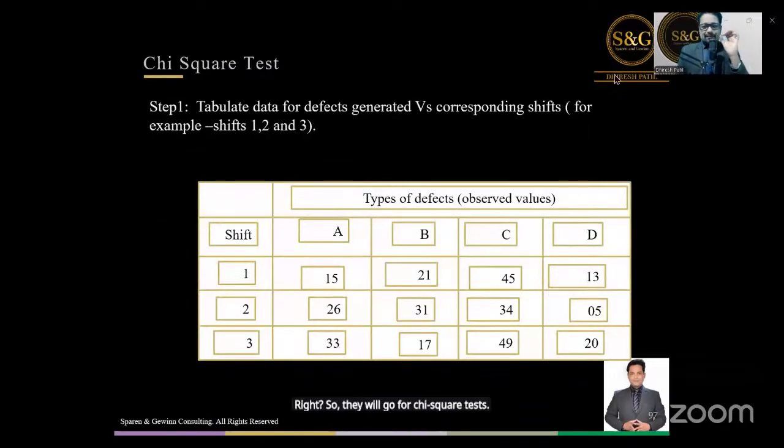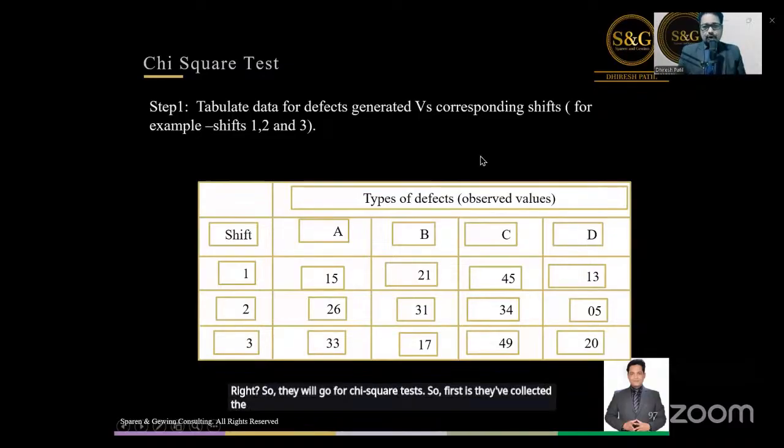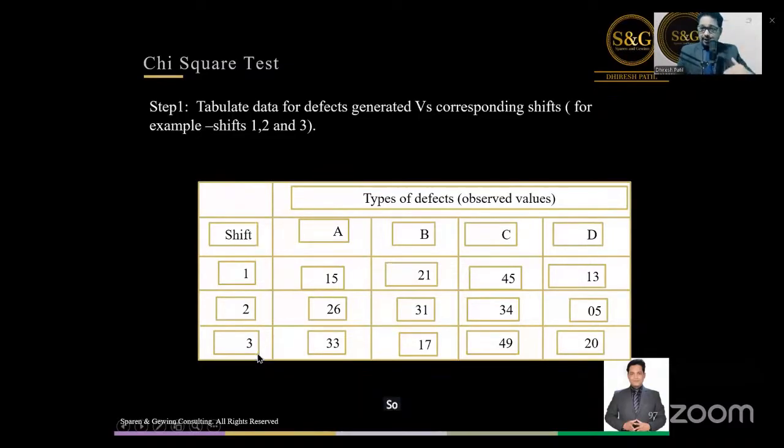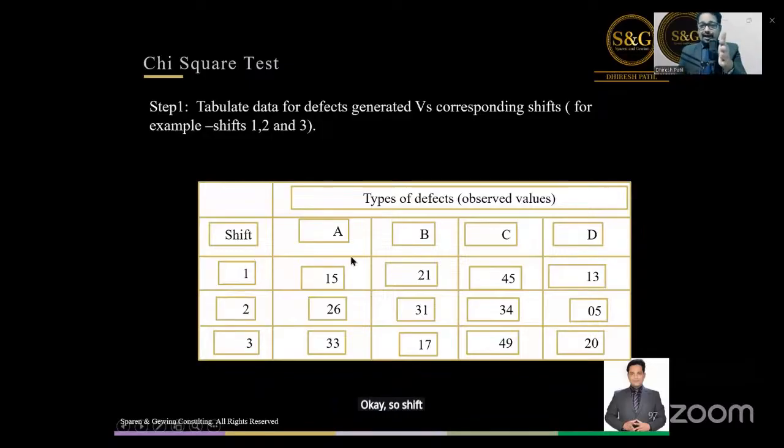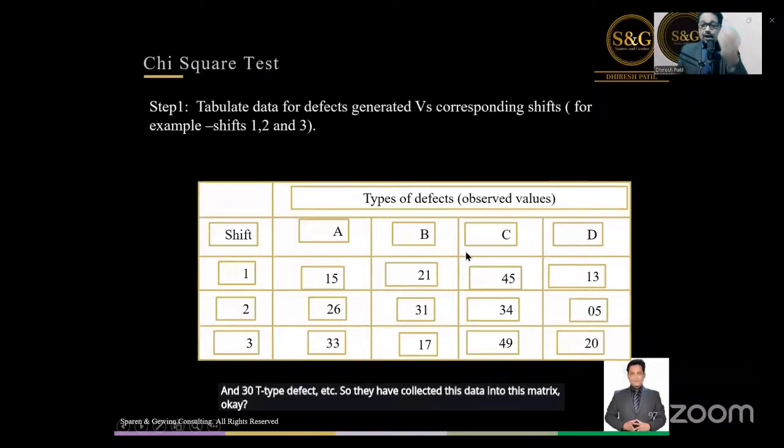So first, they have collected the data like this. Shift 1, 2, 3 in the vertical column. In the horizontal column, A, B, C, D are the types of defects. So shift 1 has 15 A type defects, 21 B type defects, 45 C type defects, and 30 D type defects, etc. So they have collected this data into this matrix. Now, how do they calculate a chi-square?